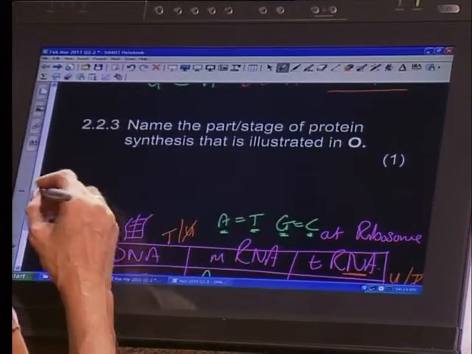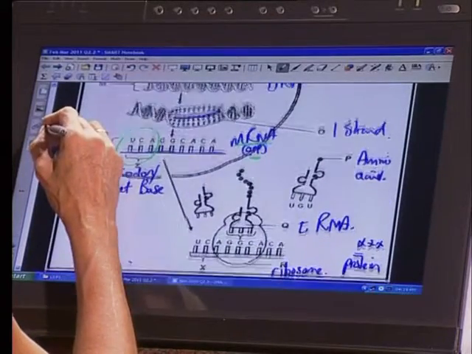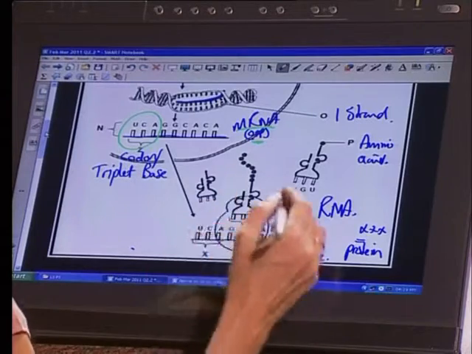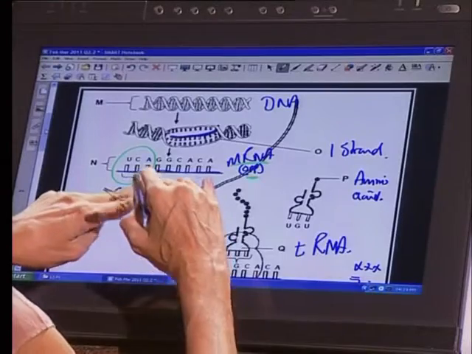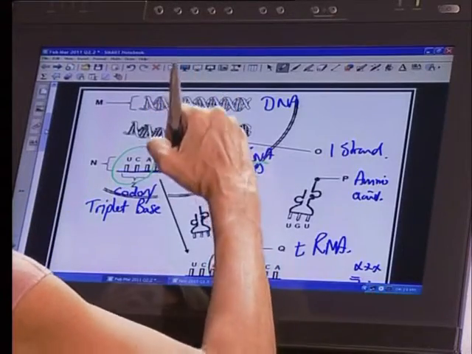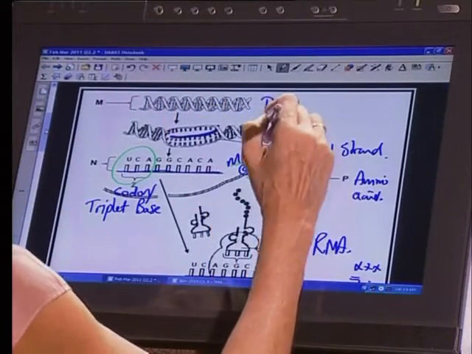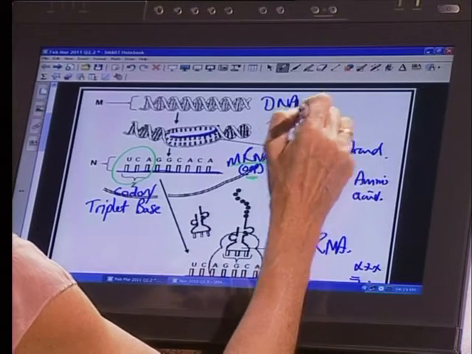Name the part or stage of the protein synthesis that's illustrated at O. Now, if we go back here at O, what's happening? You have transcription and translation. Exactly. So when the messenger RNA copies or codes onto the DNA, that is transcription.